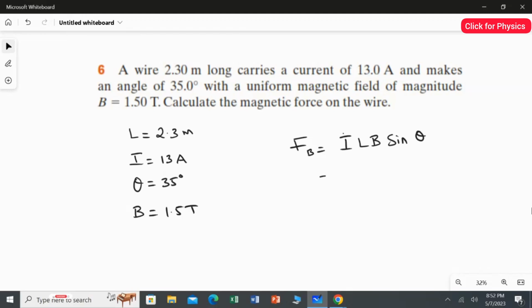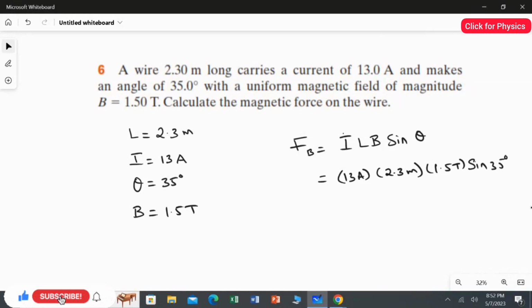So now I'm going to substitute all the values in this formula. The value of the current I is 13 ampere, and the length of the wire is 2.3 meter, and the uniform magnetic field value is 1.5 Tesla multiplied by sine of 35 degree. So here I got the answer for the magnetic force on the wire is 25.72 Newton. So this is the answer.